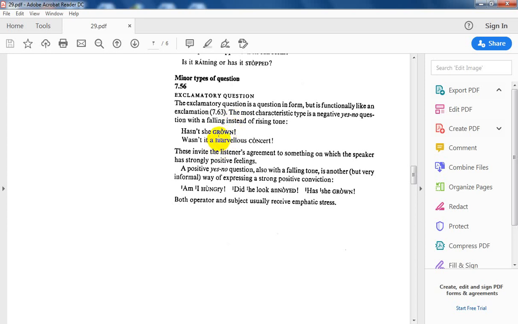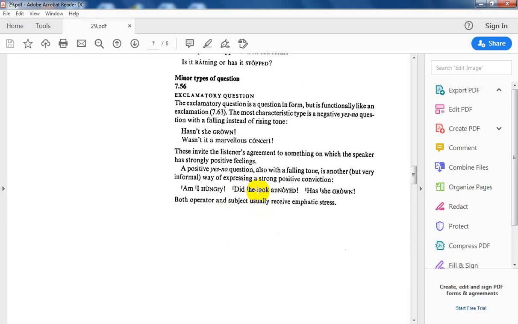This concerns the negative one. The negative yes/no question, in form, is a question; in function, it is an exclamation. Concerning the positive yes/no question, also with the falling tone, it is another but very informal way of expressing a strong positive conviction. Am I hungry? Did he look nice? Has she grown? The function of such a question is to express a strong positive conviction.